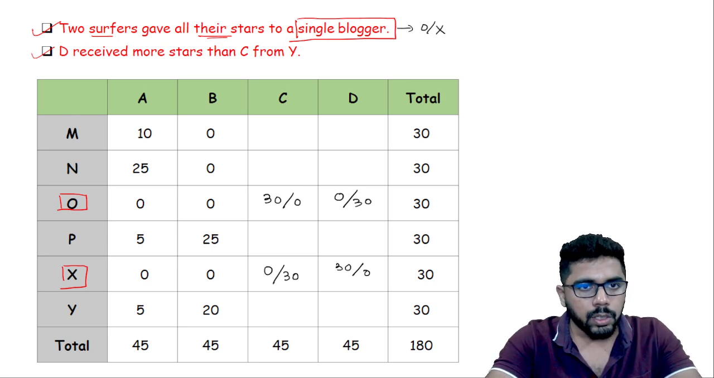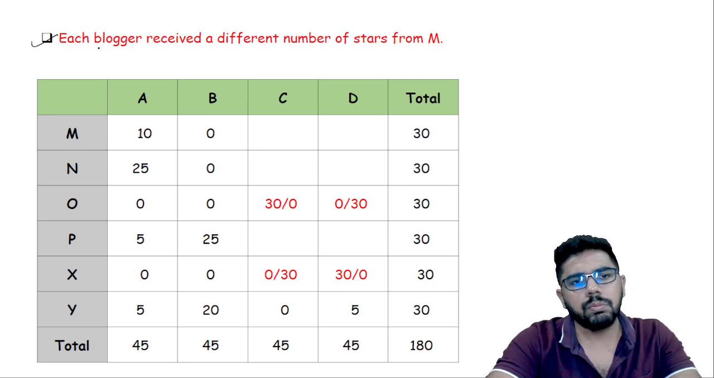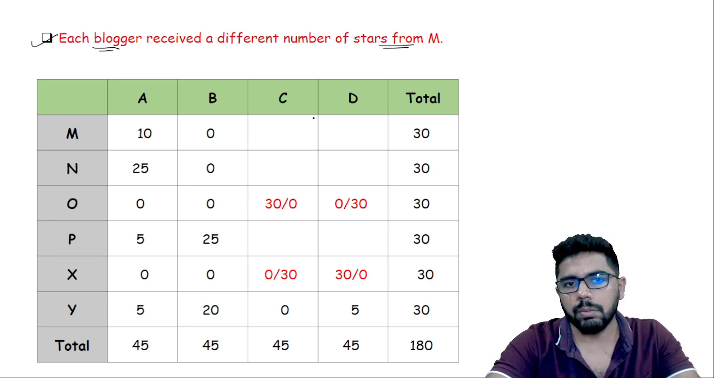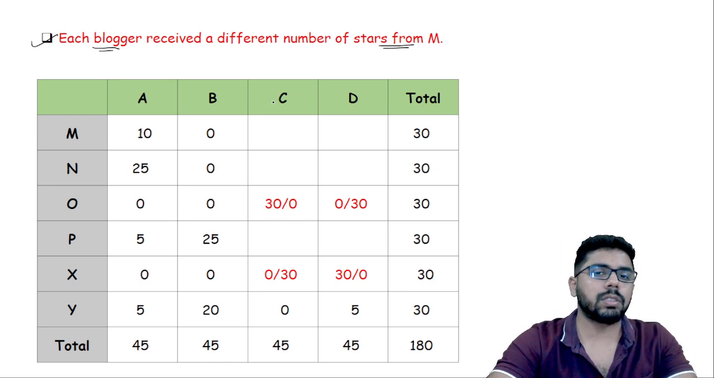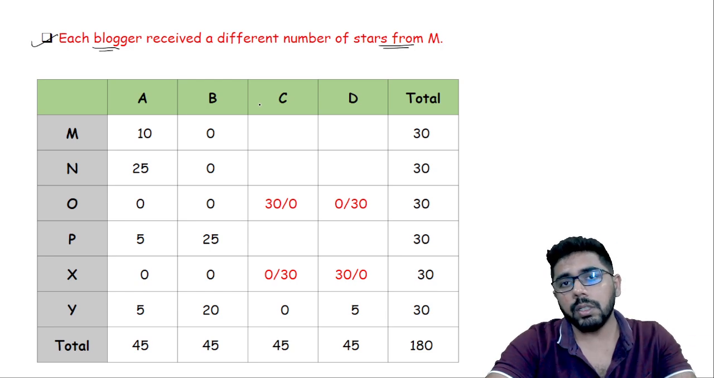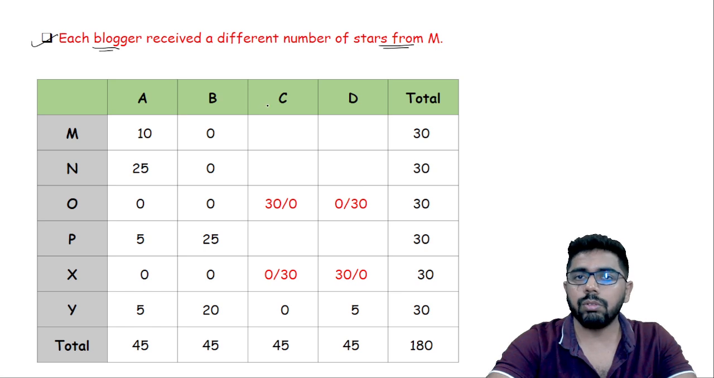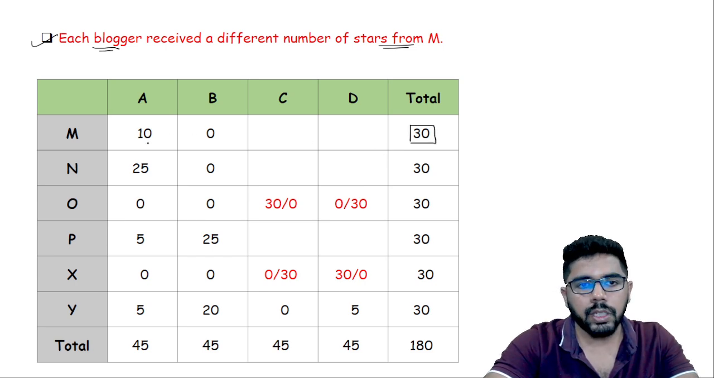Alright, moving on, let's see this one. Now it is saying each blogger received a different number of stars from M. How do we utilize this information? Now there are 4 bloggers. Each of them will get a different number of stars from M. Also in the previous information we have concluded every star that each blogger is going to get is a multiple of 5. And the total number of stars with M is 30. Already out of 30, 10 is gone and 0 is gone.